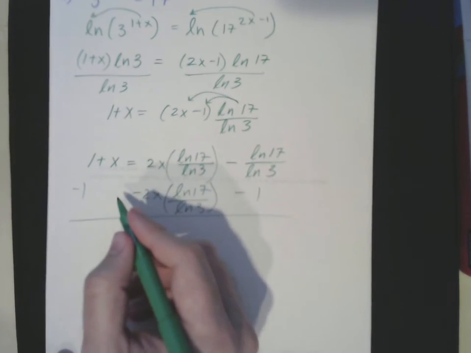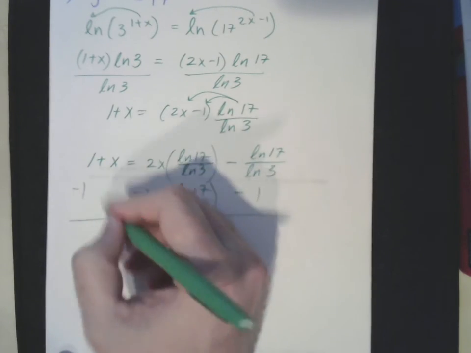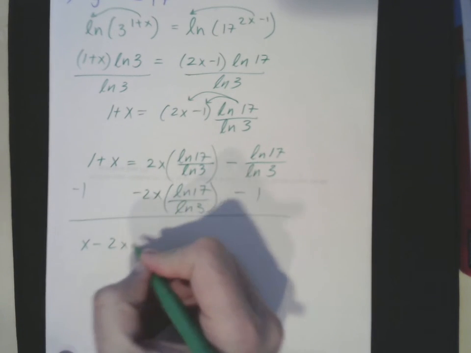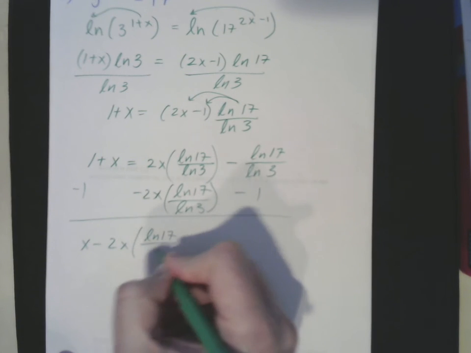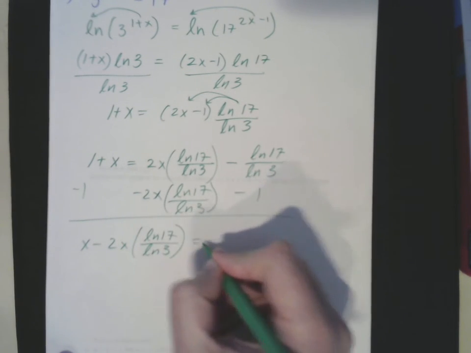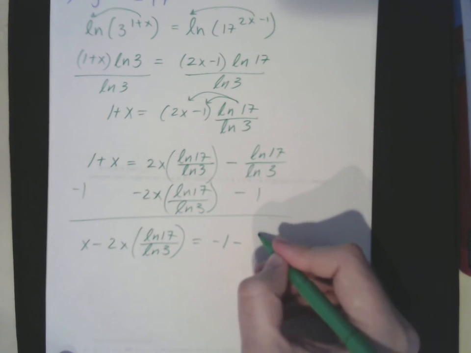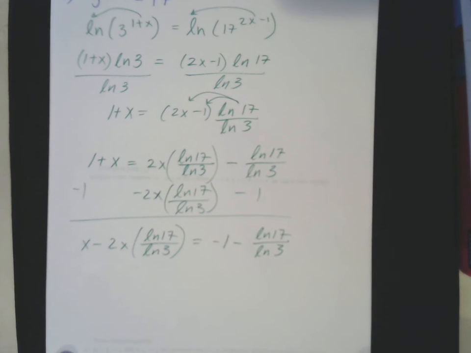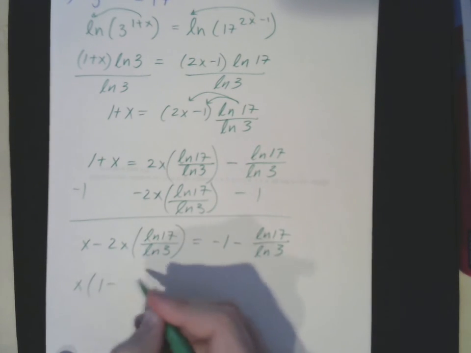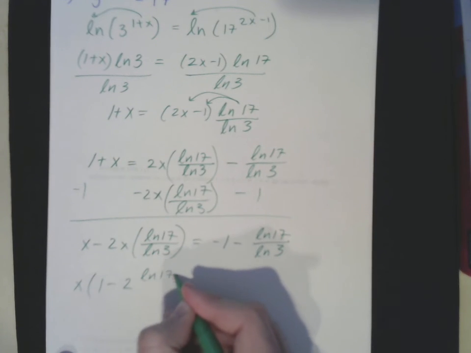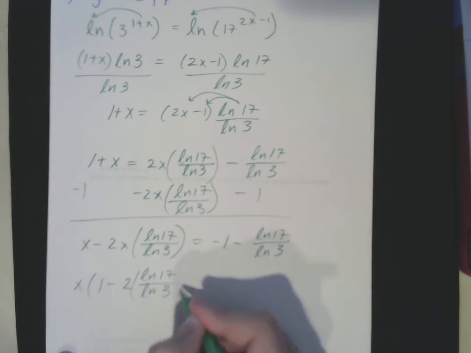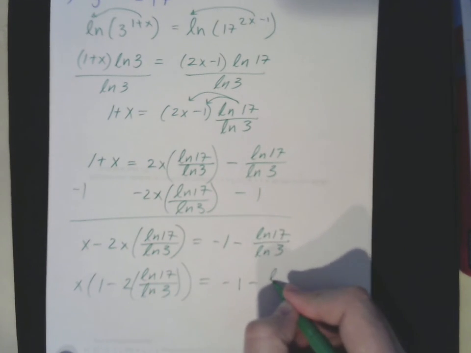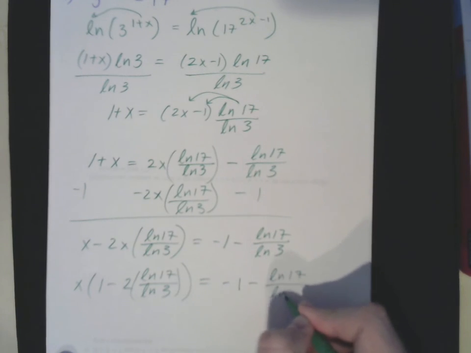So I'm not going to rewrite this twice, but just know that I am subtracting it here and on the other side just like the 1. So we end up with x minus 2x times ln 17 over ln 3 equals negative 1 minus ln 17 over ln 3. I could factor out the x now. 1 minus 2 times ln 17 over ln 3 equals negative 1 minus ln 17 over ln 3.